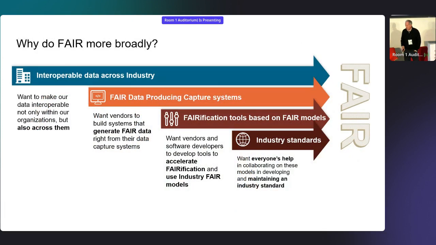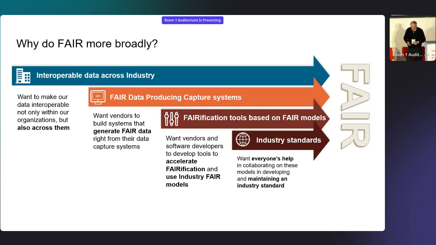And then of course there's a goal and a desire to, okay, it's one thing to do FAIR internal to the organization, but how do we drive it across the industry? Because not only do we have to be FAIR, but our suppliers, CROs, collaboration partners, et cetera, need to be FAIR. And so this needs to be a macro trend that we need to continue to lean into and push across the organization.